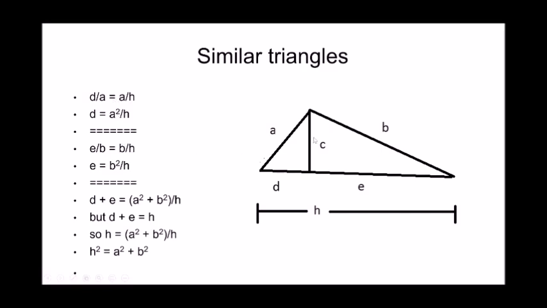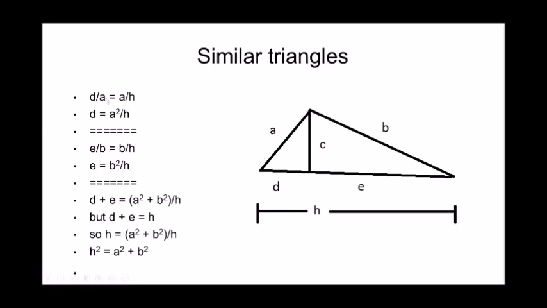Looking at the larger of the two triangles, we'll do essentially the same thing, but this time we'll look at the longer side against the hypotenuse. So we're going to look at E over B, and that's going to be the same as the longer side over the hypotenuse, B over H, because that triangle is similar to the large triangle. So E over B equals B over H. This time we'll multiply both sides by B, and you get E equals B squared over H.